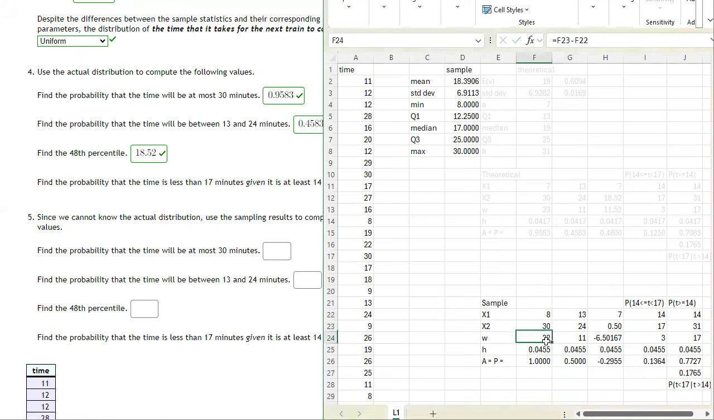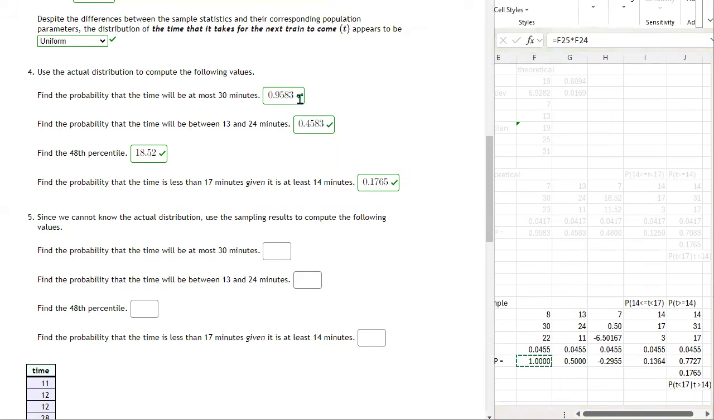Now notice in my problem, 30 is the same as the maximum here. So my area is the width times the height, which is 1. So for my sample distribution, this is 1, not 0.9583.